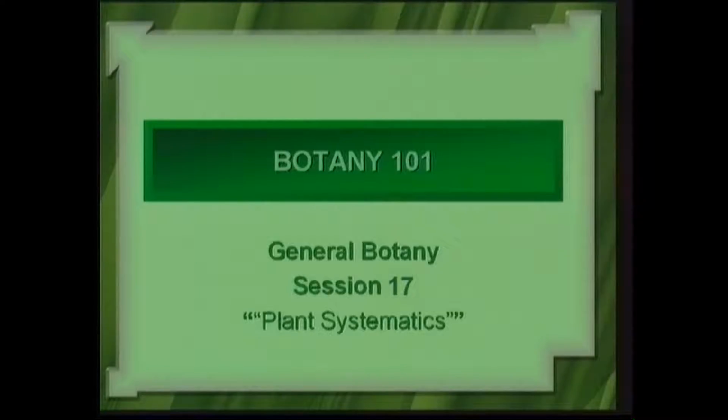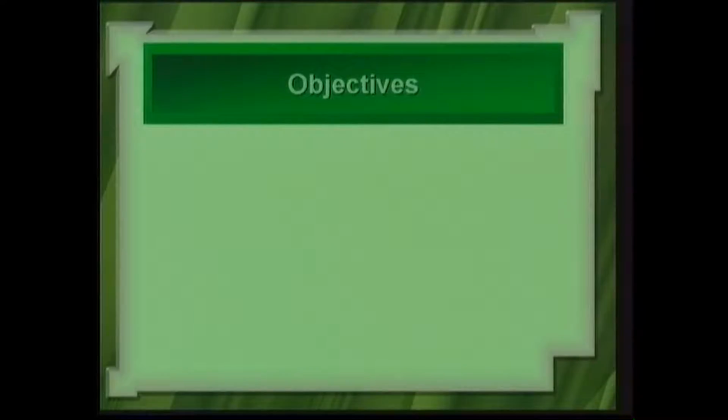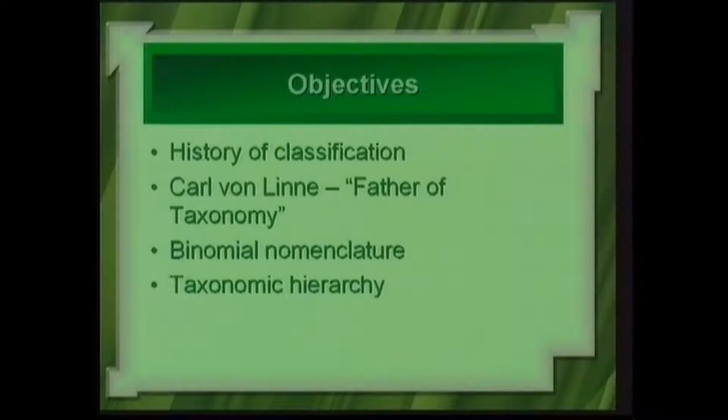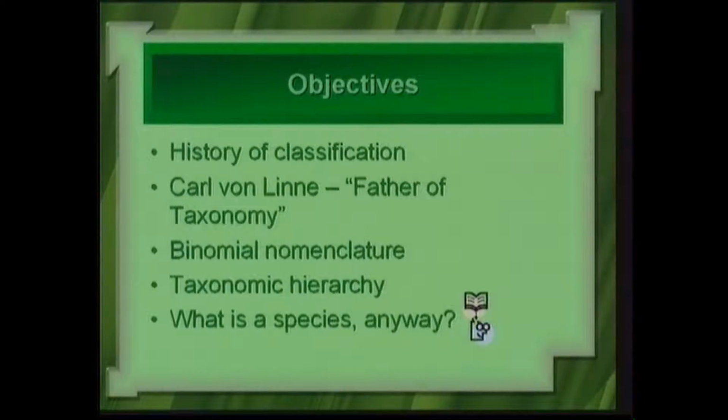Okay, so today we're doing plant systematics. Our objectives for today include: we're going to go over the history of classification. Secondly, we're going to talk about the work of Carl von Linné, also known as Carolus Linnaeus, also called the father of taxonomy. Thirdly, we're going to go over binomial nomenclature, all right? Binomial nomenclature.